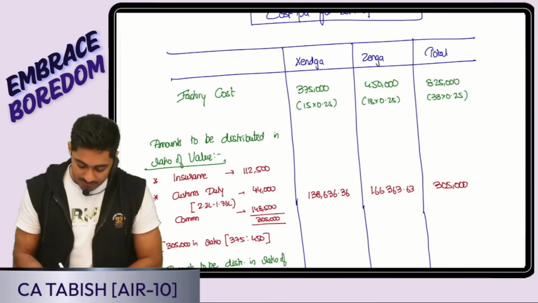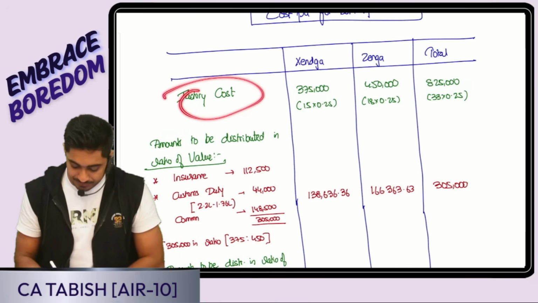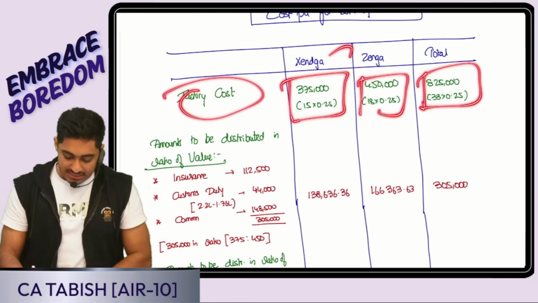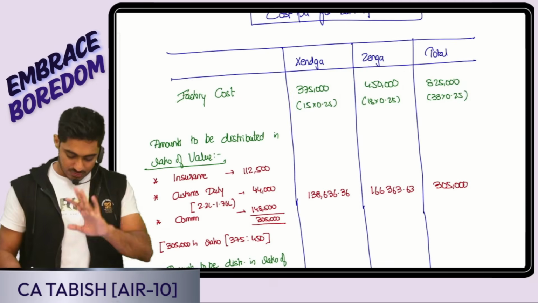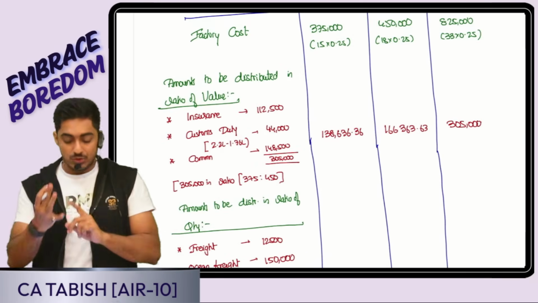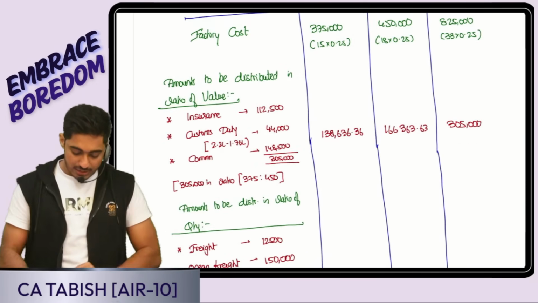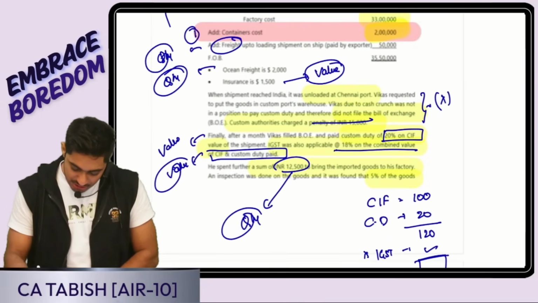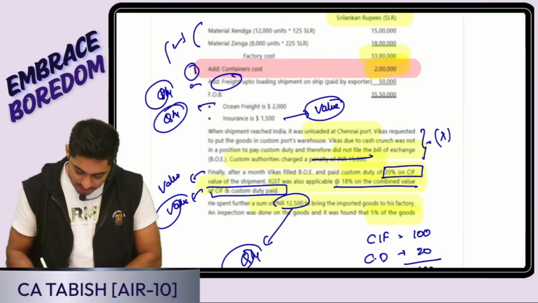First I have written down the factory cost. Individually I have written. Total is 8,25,000. Next, amounts to be distributed in the ratio of value. Which all amounts do I have to distribute in the ratio of value? First I have my insurance. Yes or no, everyone? Insurance that I have paid here, it is in the ratio of value.